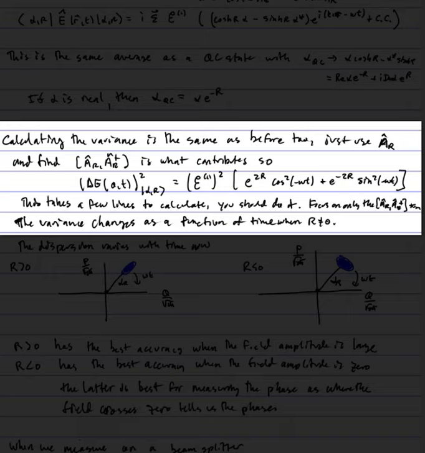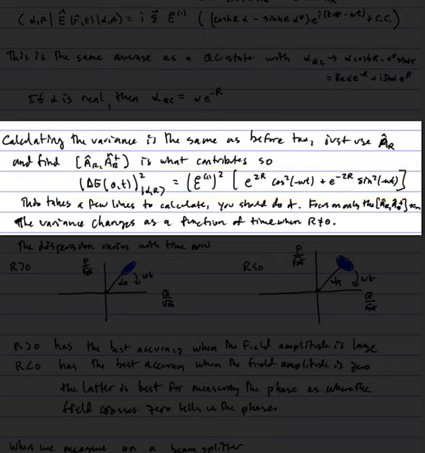We've gone through these kinds of calculations many, many times. I'm going to just tell you what the answer is. I encourage you to go through and work it out. It really just takes a few lines to calculate, and you really should do it to make sure you understand how this stuff works. What it's going to give you is the single photon amplitude squared multiplied by e to the 2r cosine squared (minus omega t) plus e to the minus 2r sine squared (minus omega t).